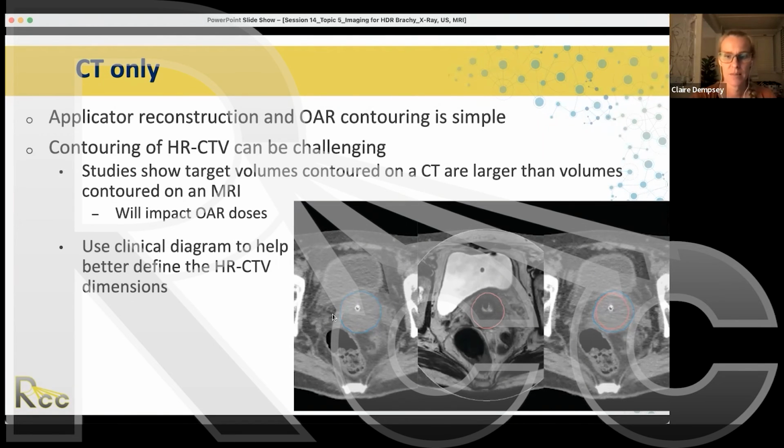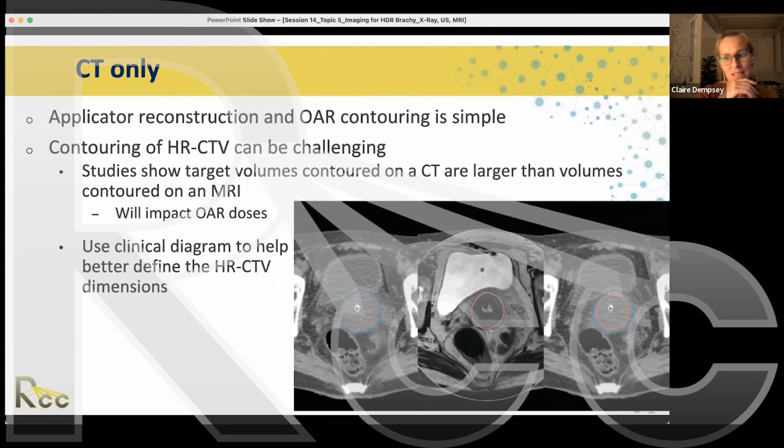So you can see in these images, we've had a radiation oncologist contour what they thought the high-risk clinical target volume would be on a CT on the left. In the middle image, they've contoured a high-risk CTV on an MRI image, and you can see the two overlaid on the right-hand side. And the CT volume is always bigger than the MRI.